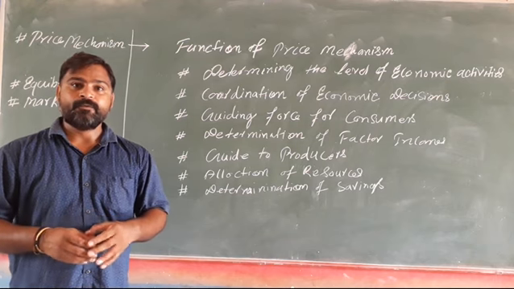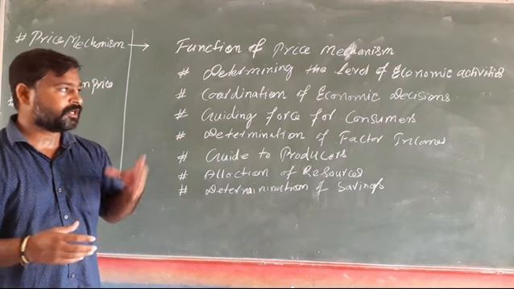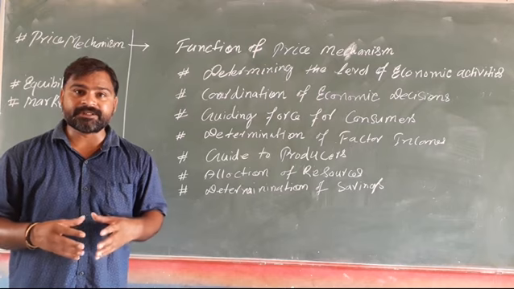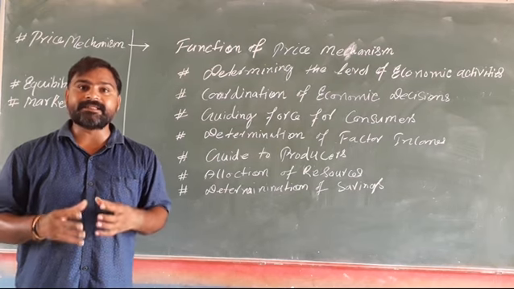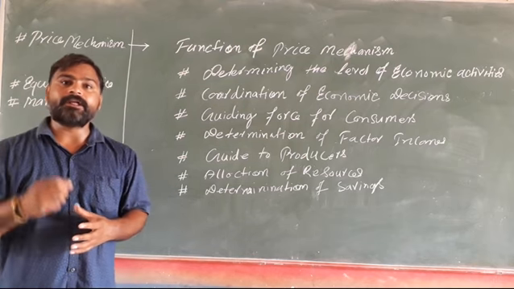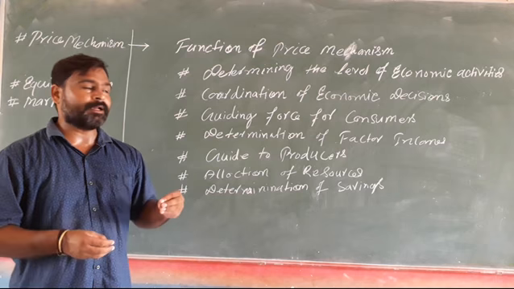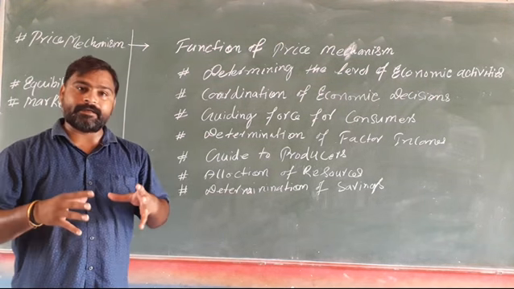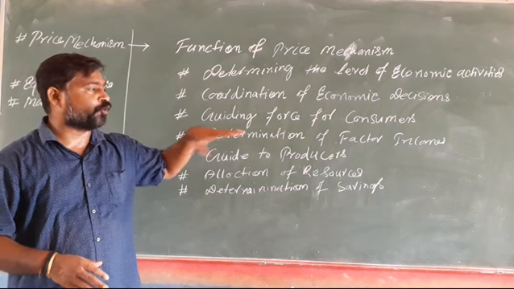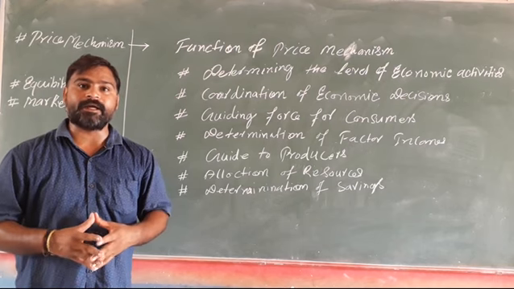The price mechanism fixes the price of the commodities, and on the basis of that, consumers make the decision of purchasing, and producers make the decision of producing. The price mechanism also determines the factor income, and on the basis of that, consumers can decide about their expenses and income. The price mechanism is also one of the guiding forces for the consumer.